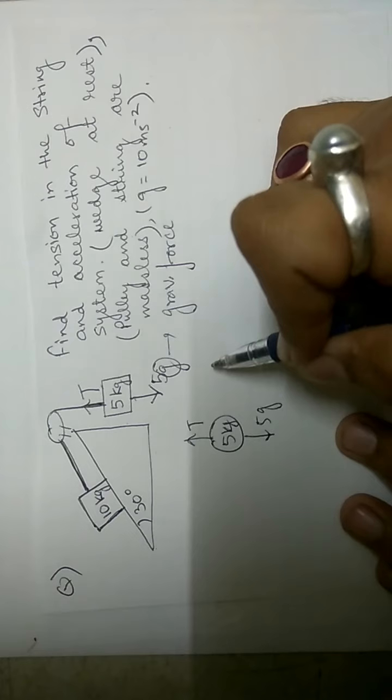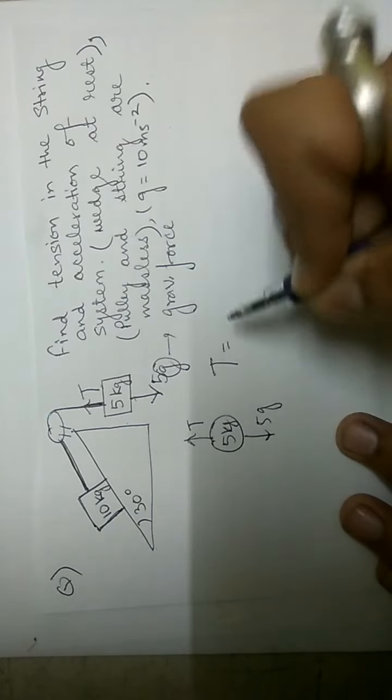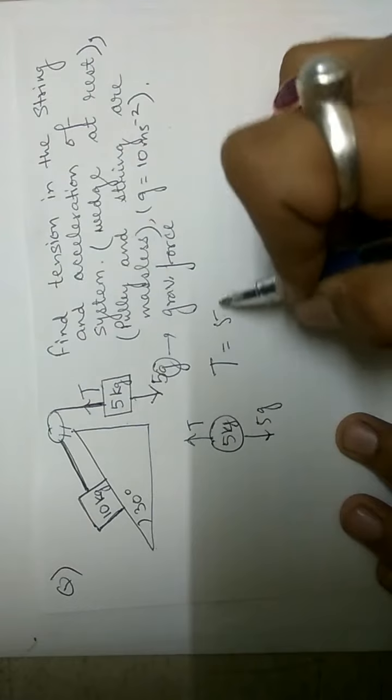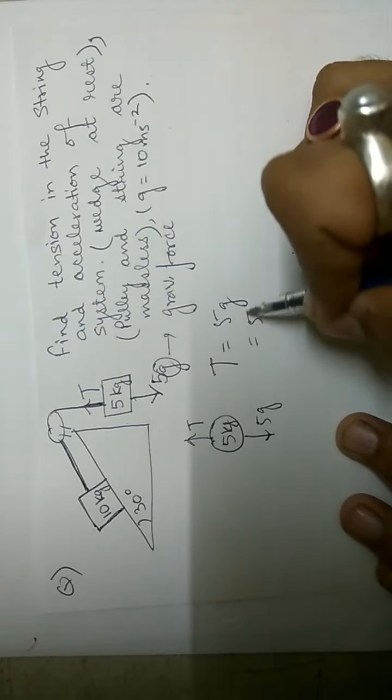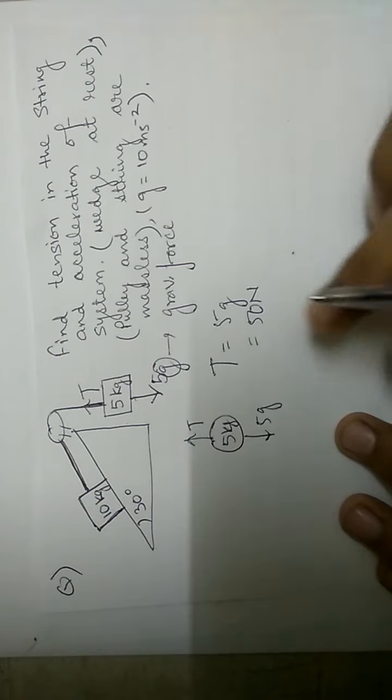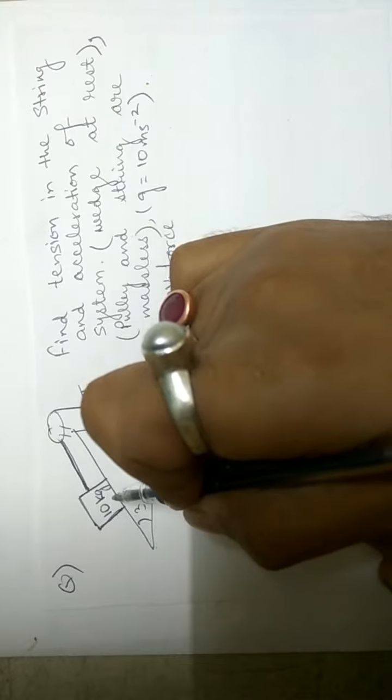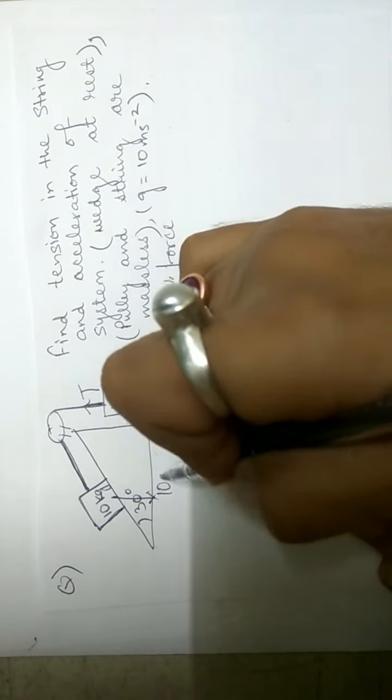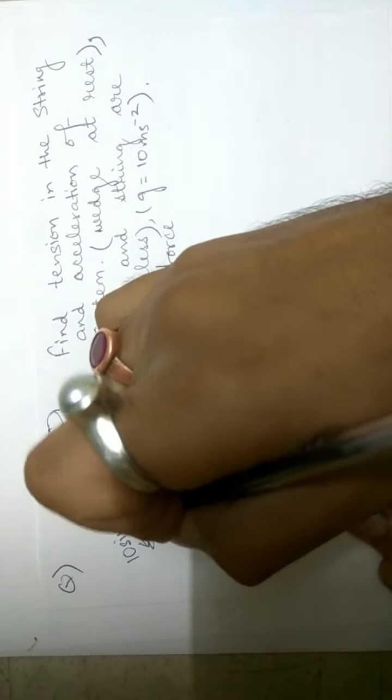So tension in the string will be given as 5g, that is equal to 50 Newton. This is what we can do. Now for the 10 kg block, what we see here is it's 10g acting downwards and we have 30 degrees here. So let us resolve the 10g into components. Along this side we have 10g sine 30 and along this side we have 10g cos 30, as this is 30 degrees again.